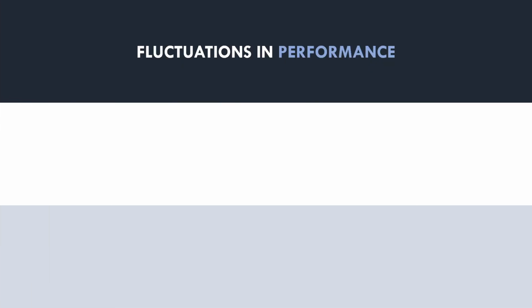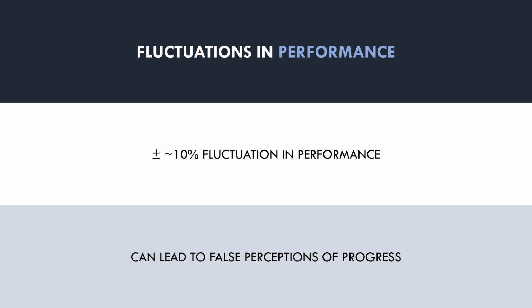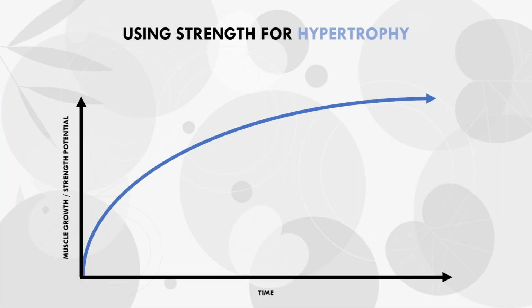So considering these variables, let's say that performance is subject to around a plus or minus 10% fluctuation in the short term. So if we use day-to-day or week-to-week performance as an indicator of muscle growth, then it can lead to a false perception of progress. So does this mean that we should just ignore performance completely for hypertrophy training? Well, the answer once again is yes and no. Performance can be a useful indicator of long-term muscle growth, but it is probably not very useful for short-term assessment.